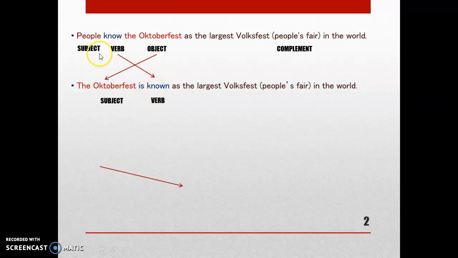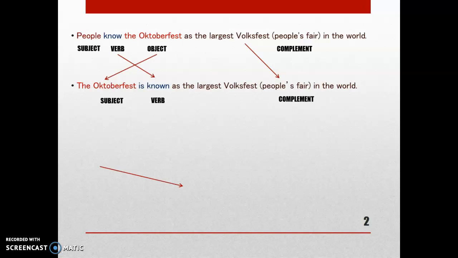Then people is not present in the new version of the sentence because it will be the agent. The agent is the person who does or performs the action, but it is irrelevant. So who celebrates Oktoberfest? People. People in general. And finally, the complement without any changes.